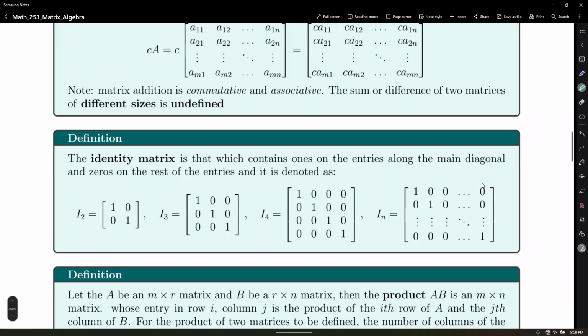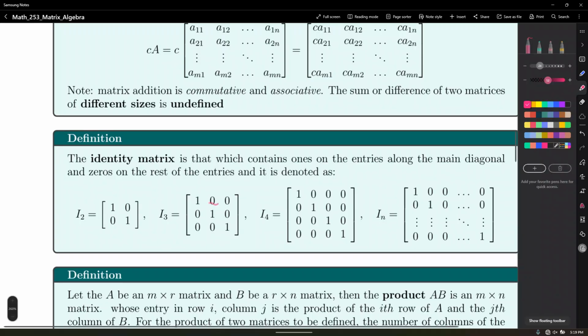This is the equivalent to having the number one. How does that look? Well, it has ones along the main diagonal and zeros everywhere else. To denote them, I sub 2 denotes the 2 by 2 identity matrix, I sub 3 denotes the 3 by 3 identity matrix, and I sub 4 denotes the 4 by 4 identity matrix.